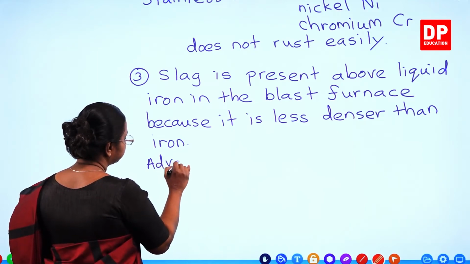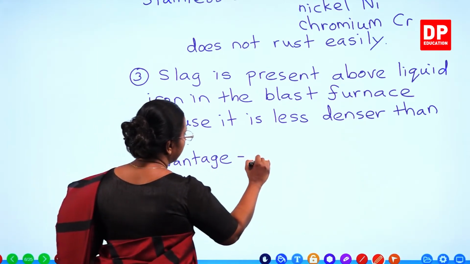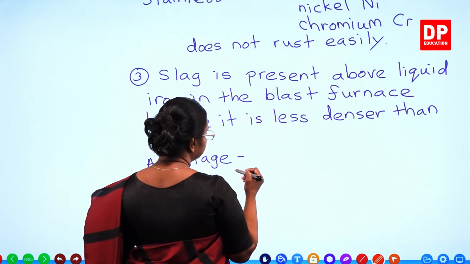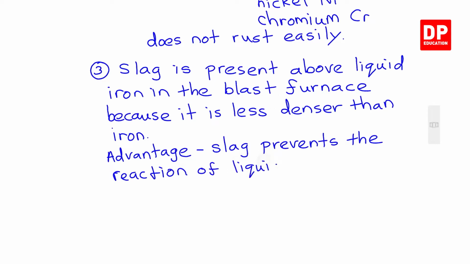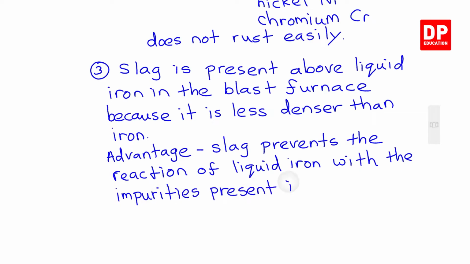Advantage is, or we can say, slag prevents the reaction of liquid iron with the impurities present in the blast furnace.